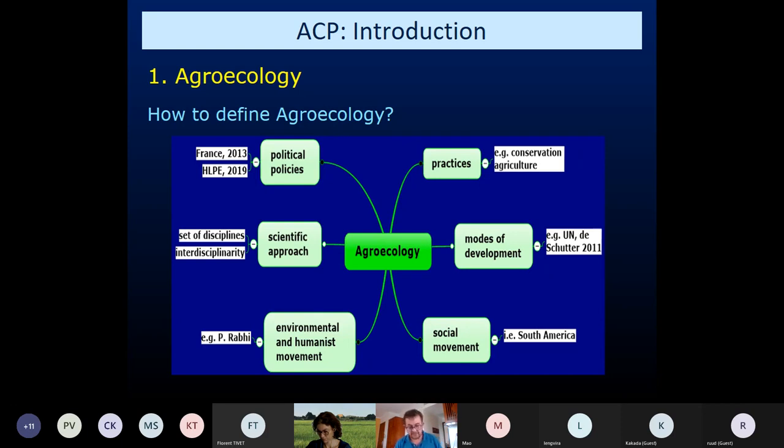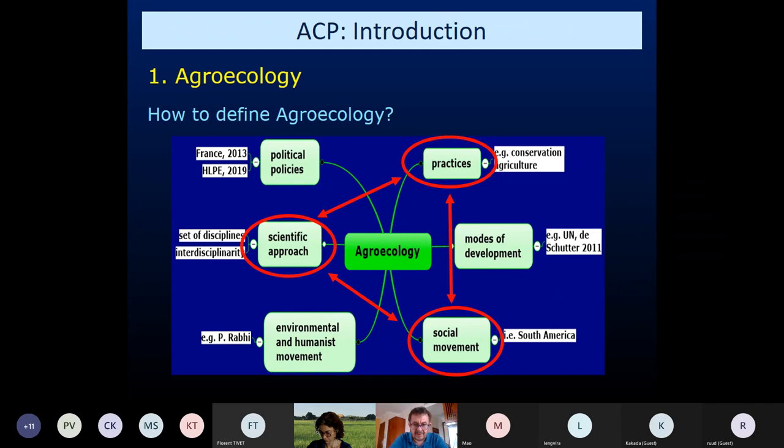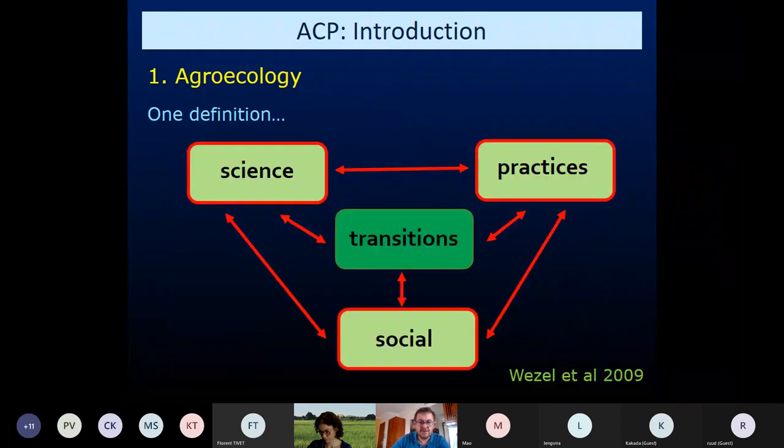We have that, for example, in France, with an official policy of agroecology, but we can see something like that at the global level in the recent report of the High Level Panel of Experts working on agroecology 2 years ago. Anyway, in most cases, agroecology is considered as a set of three components: practices, social movement, and scientific approach. And it's the way I take, because I think it's quite easy to understand that agroecology is not one thing, but different components.